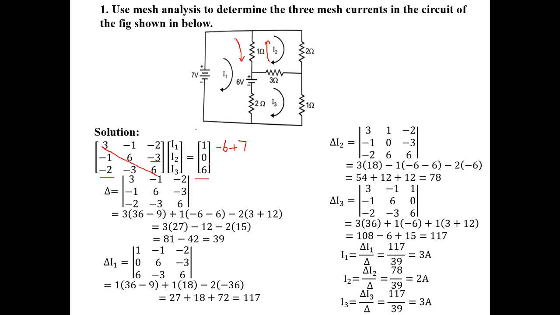Next, the second loop. There is no voltage source, so we simply write the value as 0. In the third loop, the arrow meets the negative terminal, so we write the value as plus 6.